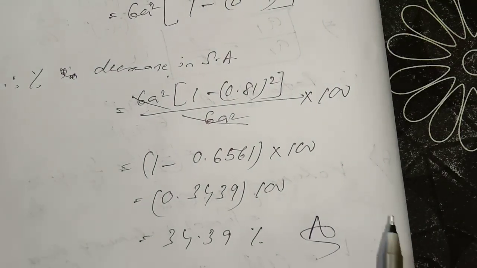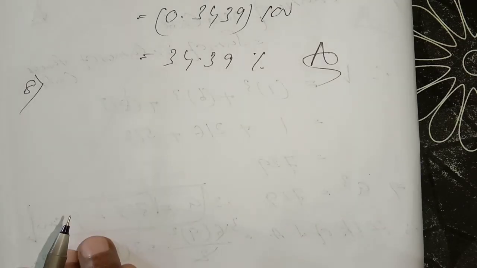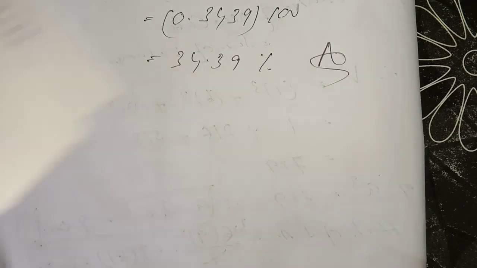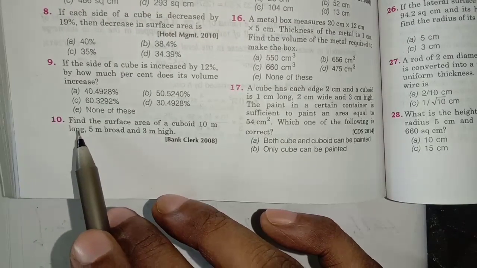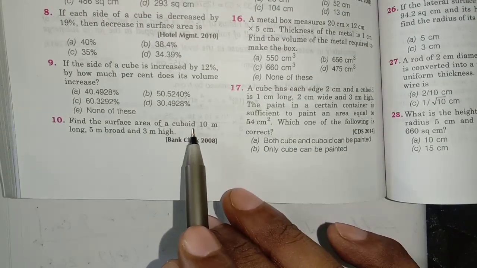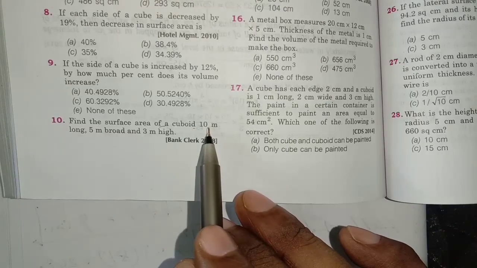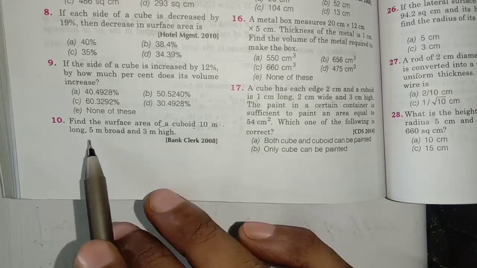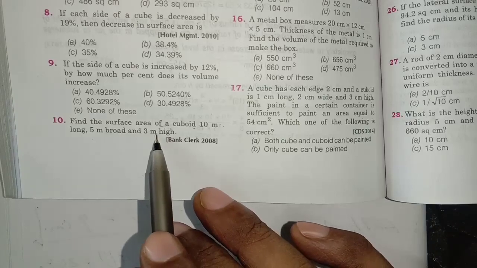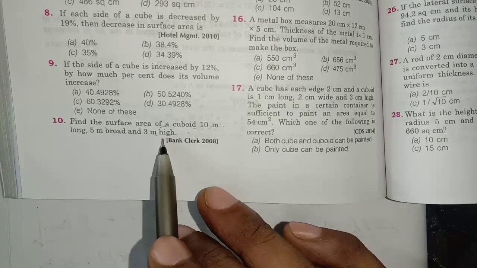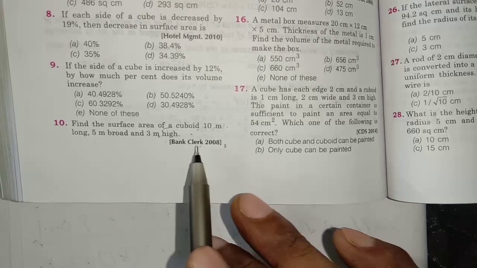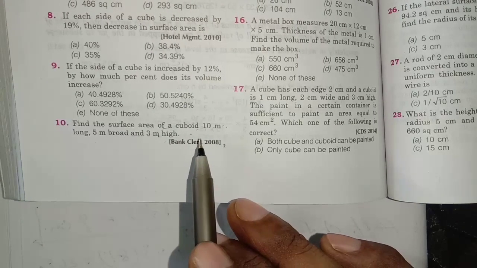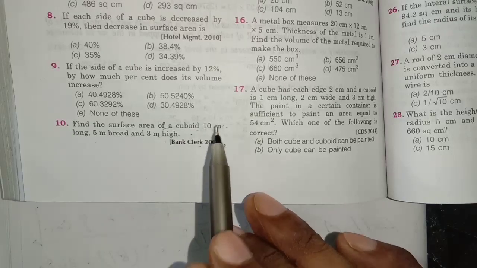Okay, let us go to the next question. This is the next question I am doing. Question given, just see here. Find the surface area of a cuboid 10 meter long, 5 meter broad and 3 meter height. Length given, breadth given, height given. Bank Clerical 2008. It is an easy type of question, but you have to solve it very quickly.